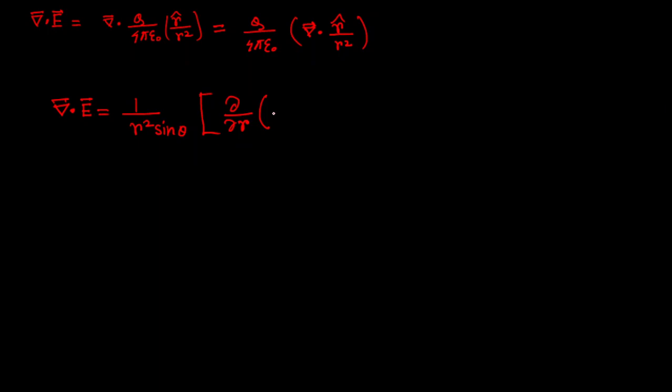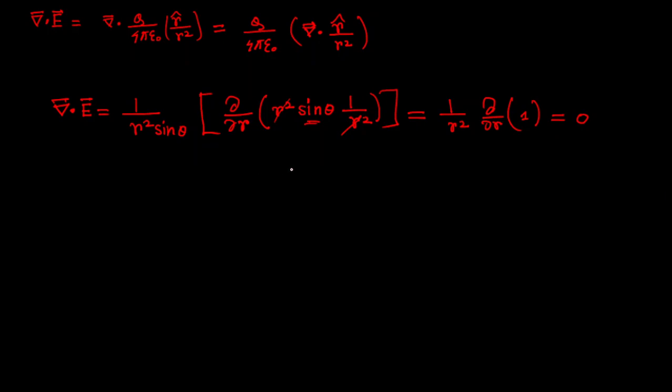So that will give you r square sine theta, and then the first component of the vector, the r component, which is 1 by r square. Now we have to differentiate with respect to r, so we can bring this sine theta outside. When you take it out, we get 1 by r square, and then del by del r, and this r square we can cancel out to get 1, and then the differentiation will be 0.